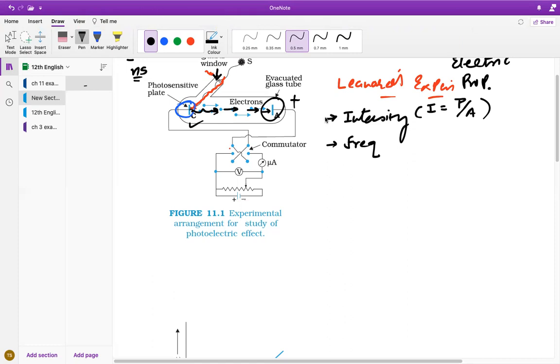Sometimes people mistake intensity and frequency as equal. No, intensity means power applied onto that area. Next one is frequency: light with the proper frequency has to be impinged on this surface. Third one is the electric potential between our anode and cathode.